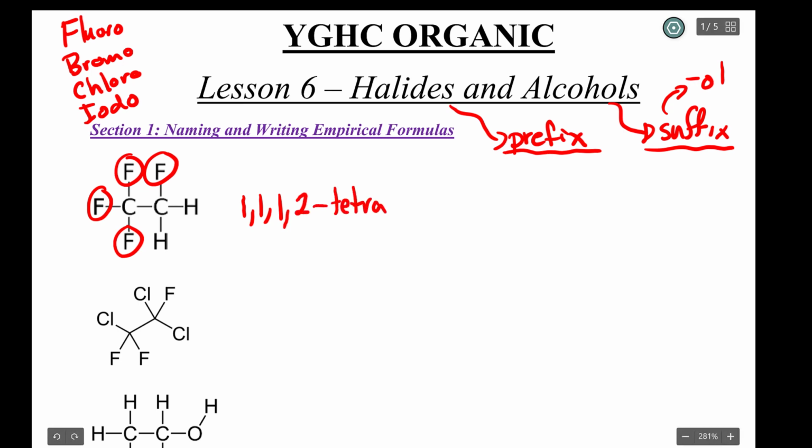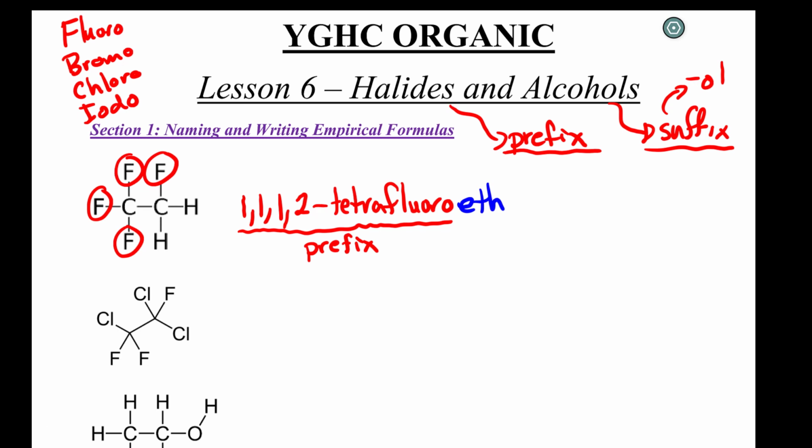Tetra, because there's 4 of them. Fluoro, because they're fluorine. And so there's my prefix. This whole part here is my prefix. Okay, so tetrafluoro, and then the root to my name is going to be eth for the 2 carbons, and because it's a single bond, it's ethane.